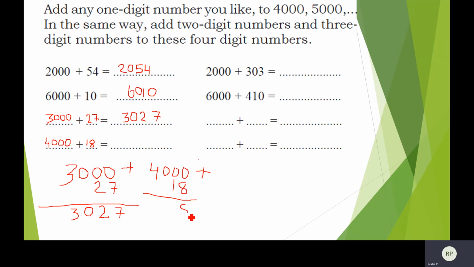And now 0 plus 8, it is 8. And then 0 plus 1, it is 1. And then 0 and then 4. Okay, so you will get the answer as 4018. Okay, that is the answer, 4018. Now let's add 3-digit number.